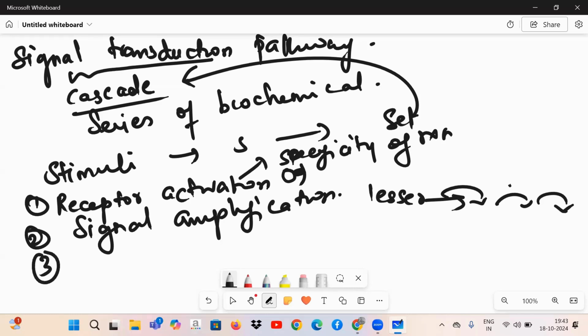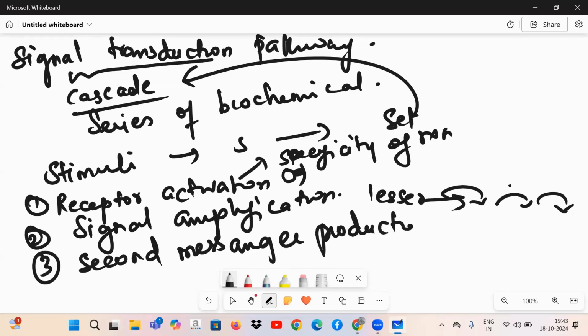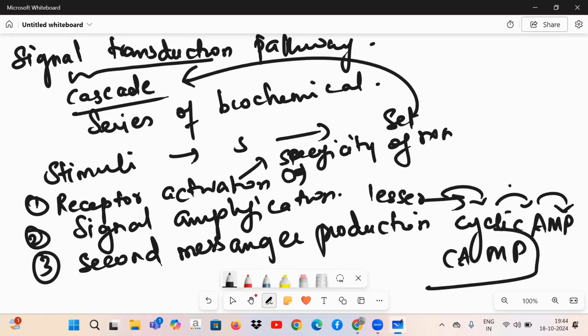The third step is second messenger production. So what is the second messenger? Apart from calcium, which is another signal molecule, what is another common second messenger? Cyclic AMP, cAMP. This is the most common second messenger that is produced: cyclic adenosine monophosphate.